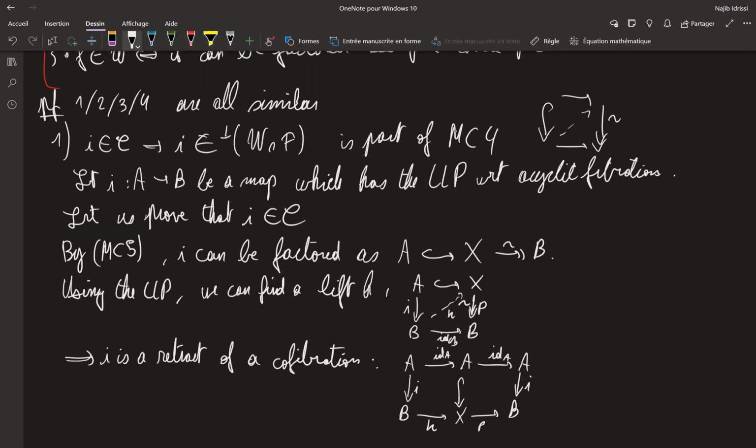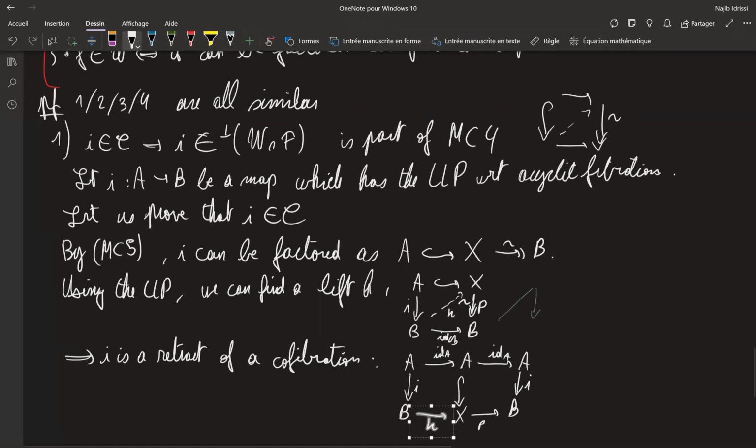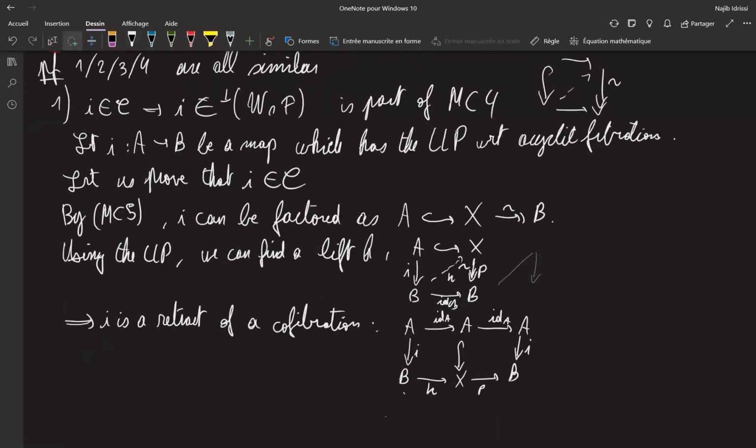All right, sorry, there was a slight hiccup. So, okay for everyone? Then you have this H, and P circle H is this map here, and this map is the identity of B. And the diagram commutes, you can check.